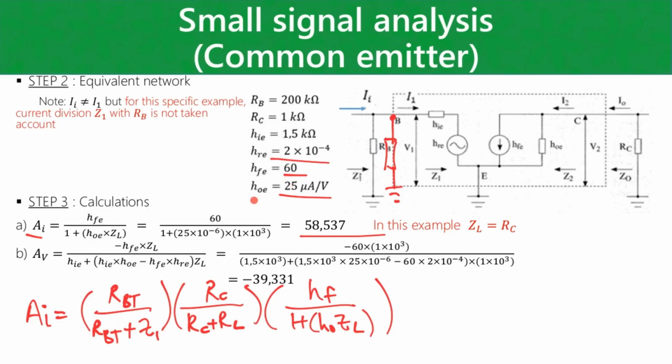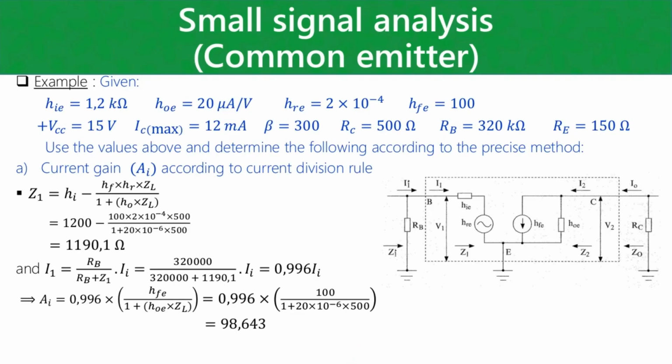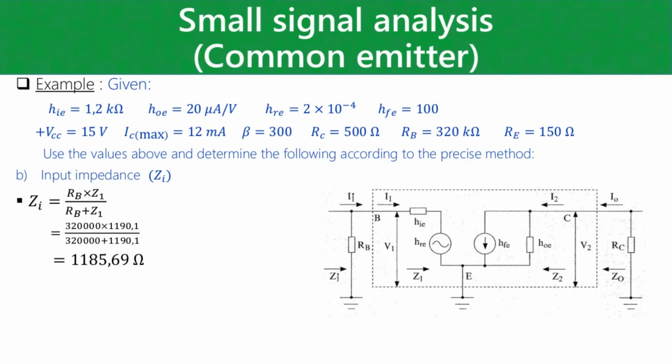Then calculating the voltage gain, again, there's the formula that we're going to use. For a common emitter amplifier, that's usually going to be a negative value, so it's minus 39.331 for this particular example. Also take note that ZL in this case is equal to the collector resistance. You'll see I have a few worked out examples for you in the slides.